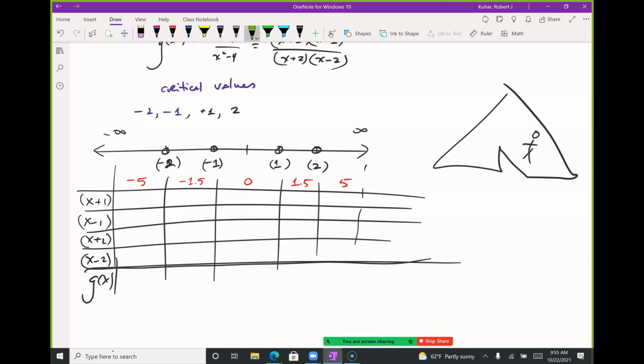Okay, so I'm going to test the -5. It looks like I get negatives everywhere, which means my whole function is positive. So that piece of the domain I like, right? I'm already liking that particular interval, which was -infinity to -2, right? Because I need this function to be positive to be able to put it into my log function.